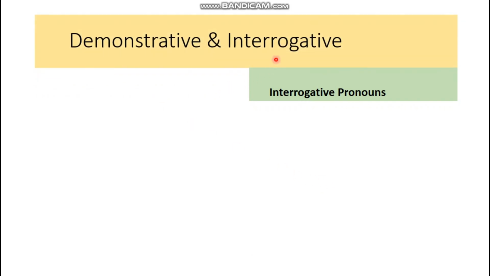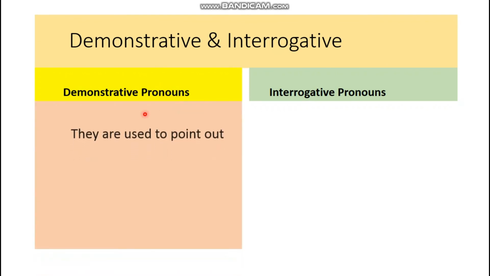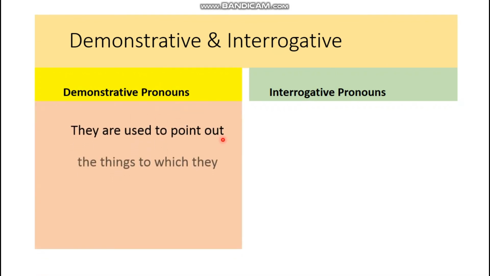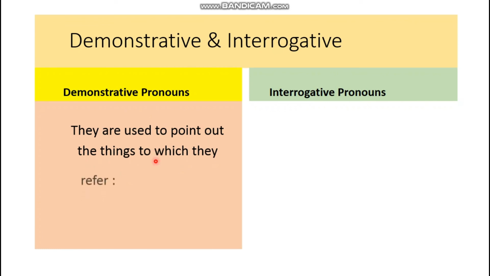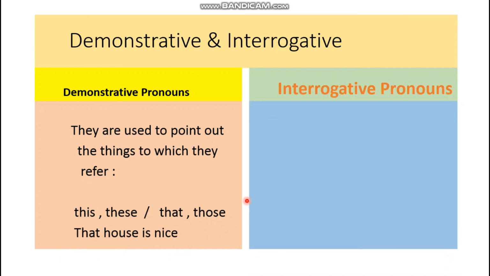Demonstrative and interrogative, those last two pronouns. Demonstrative pronouns are used to point out the things to which they refer: this, singular; these, plural; that, singular; those, plural. "That house is nice."